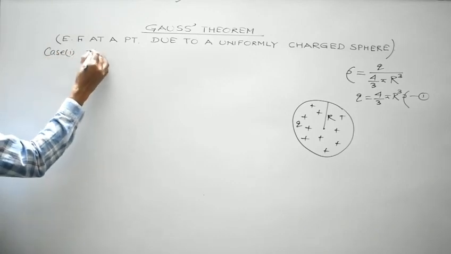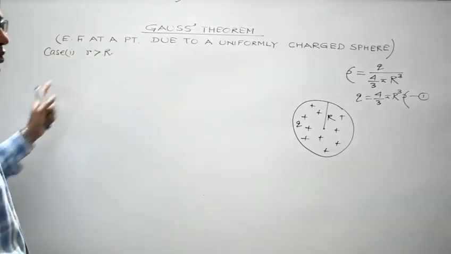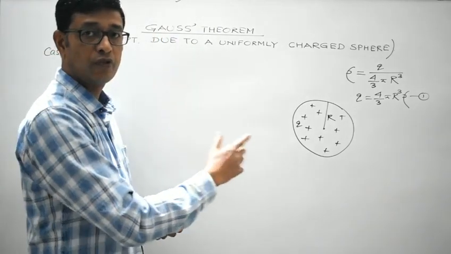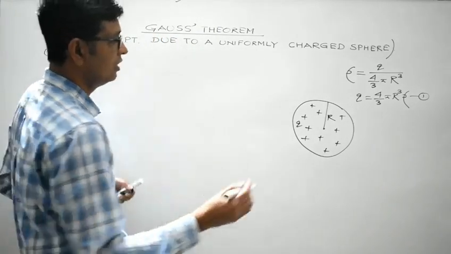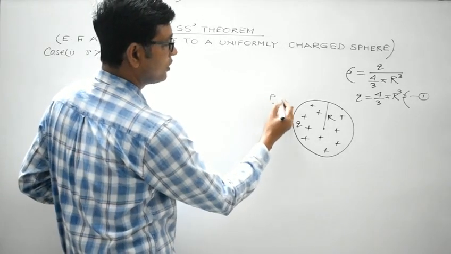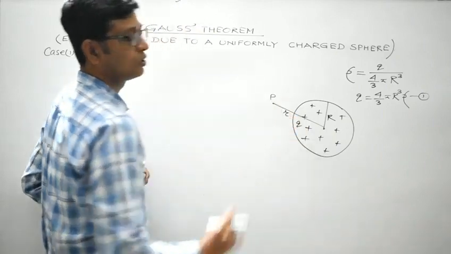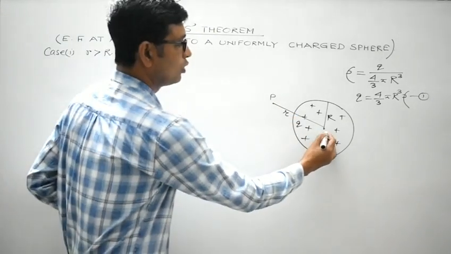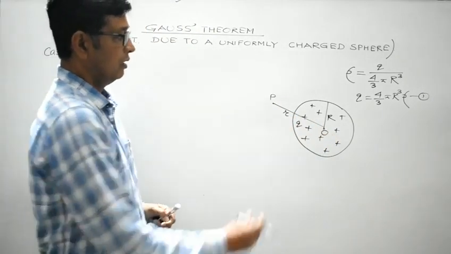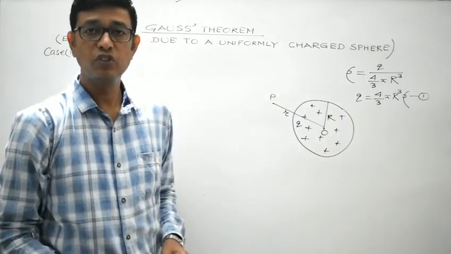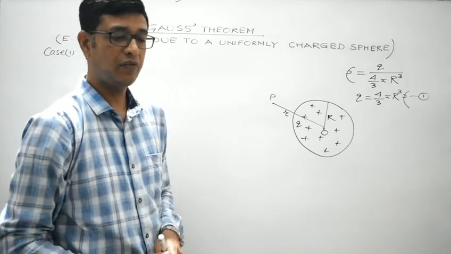Case 1 is when small r is greater than capital R. Small r is the distance of the observation point from the center of the uniformly charged sphere. Suppose this is the observation point where we intend to determine the expression for the electric field, and this point O is the center. Now this is a complicated situation. We have to make use of Gauss theorem to obtain the expression for the electric field.